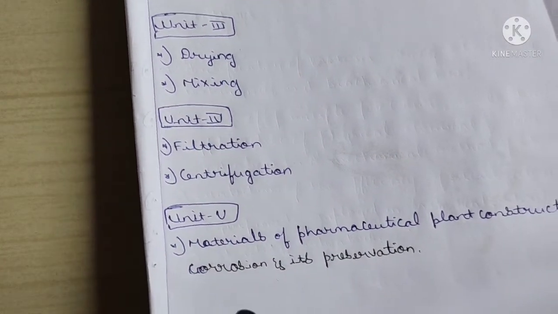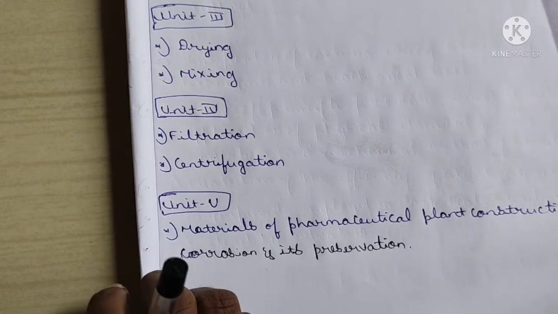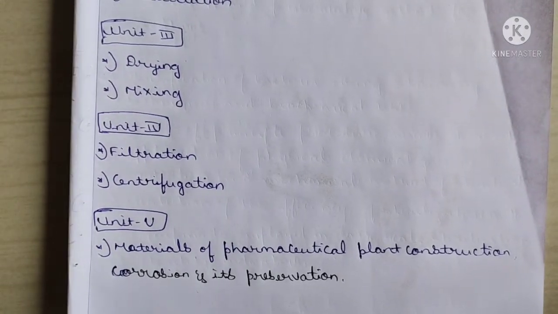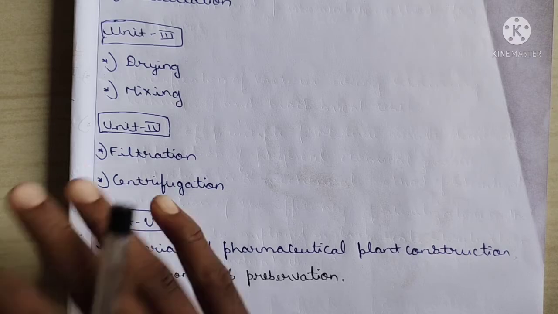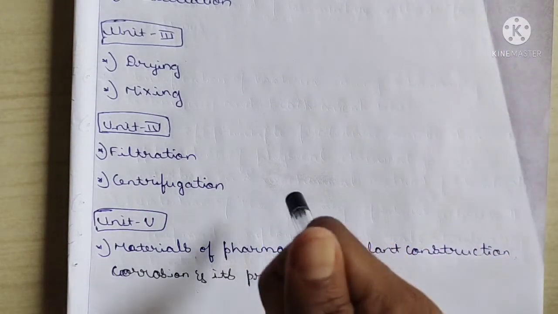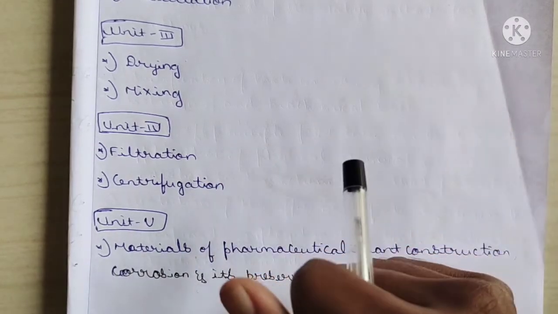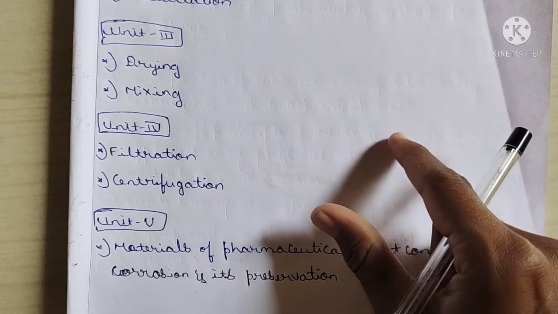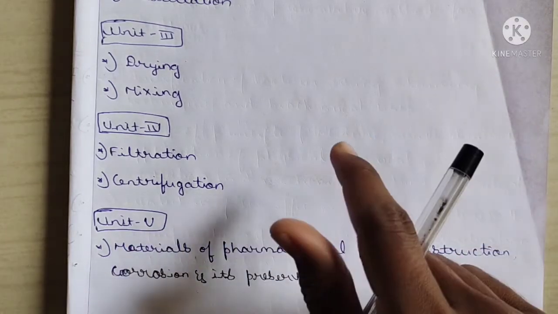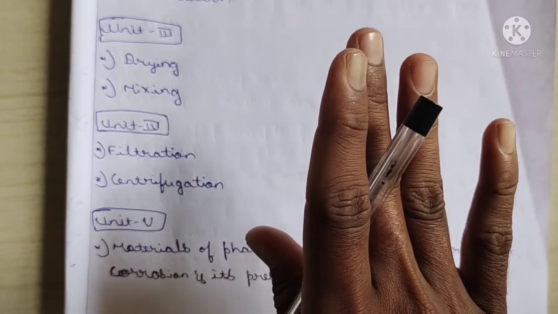In unit 5, the last unit of pharmaceutical engineering, that is materials of pharmaceutical plant construction, corrosion and its preservation, how to preserve your drugs, how to preserve your prepared medicines. Which type of equipment should be used to prepare a certain type of drug. Here everything we will study in this third semester B Pharmacy.